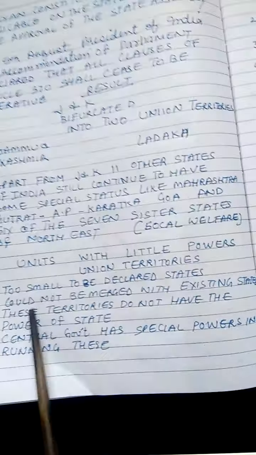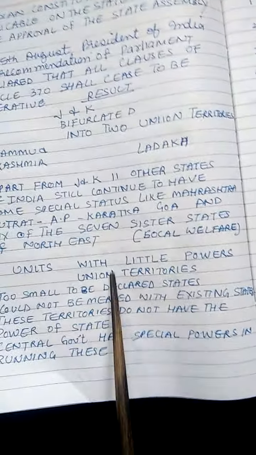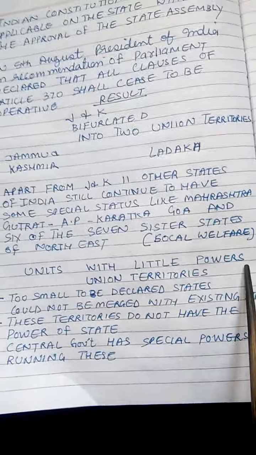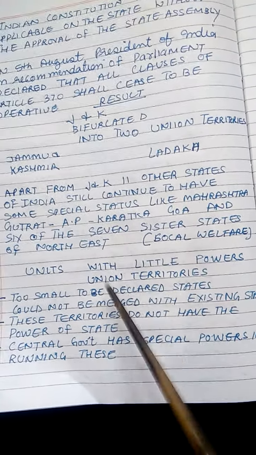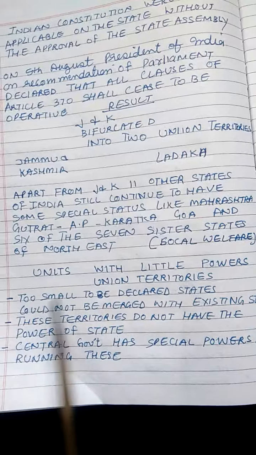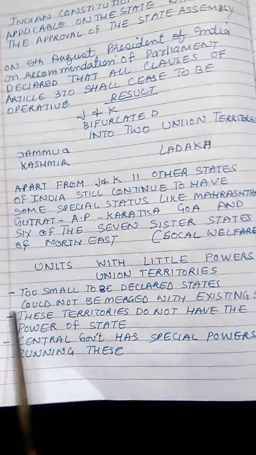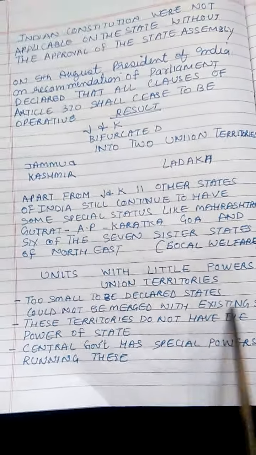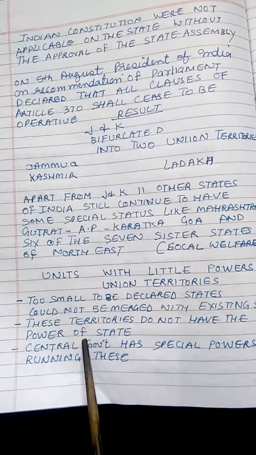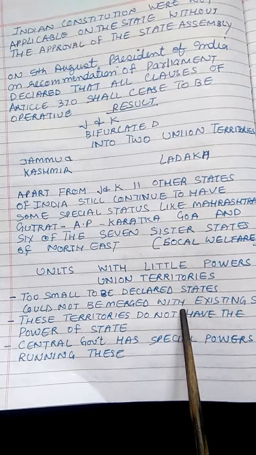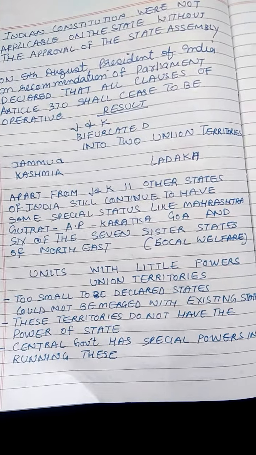Now, in India, we have units with little power. For example, the union territories. Why union territories? Because these were too small to be declared states and they could not be merged with any existing state. So these territories do not have the power of a state, and the central government has special powers in running these union territories.